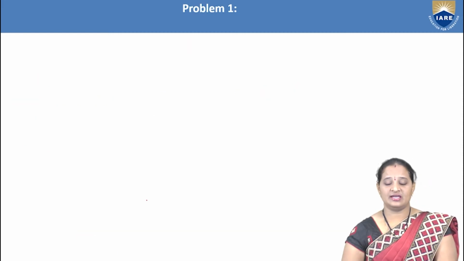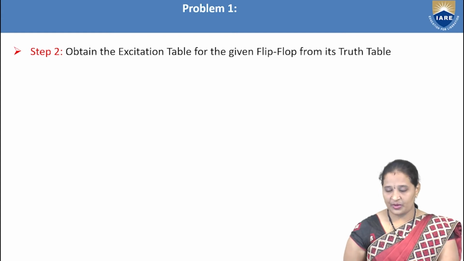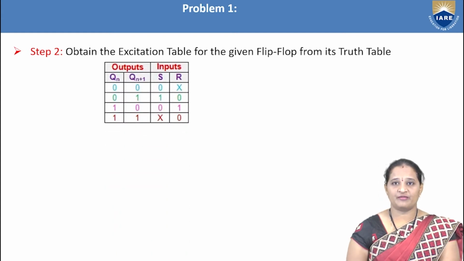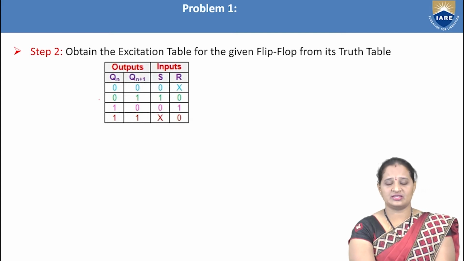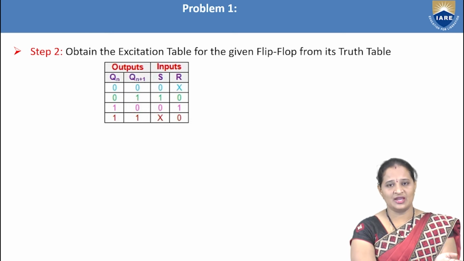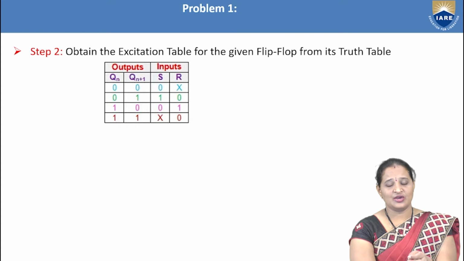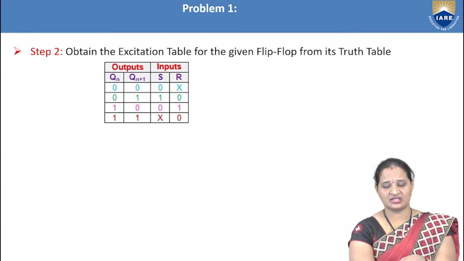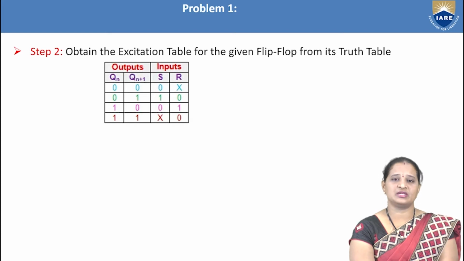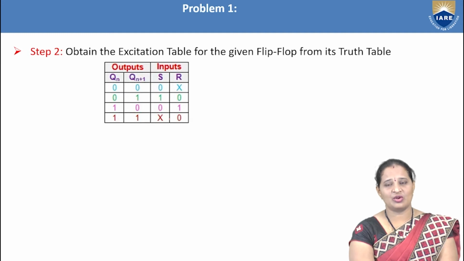After that, the second step is to get the excitation table of the available flip-flop. What is the available flip-flop here? We have the SR flip-flop. We know the difference between the excitation table and the truth table. In the truth table, we have inputs and present state, and we evaluate the next state. Whereas in the excitation table, we have present state and next state, and to make a transition from present state to next state, the excitation table gives the inputs that must be applied. So here, this is the excitation table of the SR flip-flop.